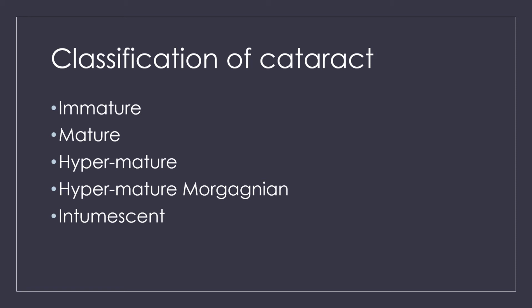What is hypermature cataract? It is a cataract in which the lens fibers degenerate so much that they have liquefied. What is hypermature Morgagnian cataract? Hypermature Morgagnian cataract is that hypermature cataract in which all the lens fibers of the cortex have become liquefied and are absorbed into the aqueous.